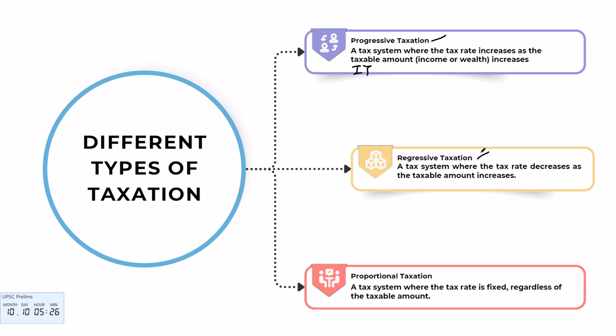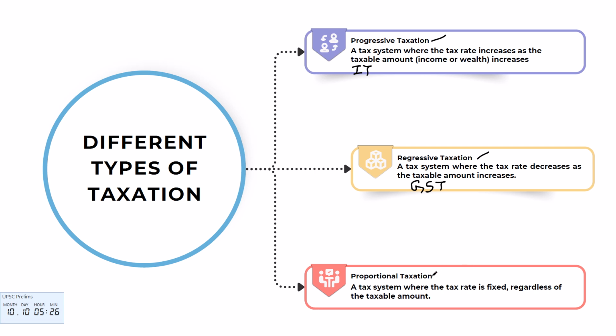Regressive taxation is a tax system where the tax rate decreases as the taxable amount increases. In effect, lower income individuals pay a larger percentage of their income in taxes than higher income individuals, often considered inequitable as it exacerbates income disparities. See, indirect taxes like GST can be considered regressive in nature because everyone, regardless of their income, pays the same tax rate on a particular good or a service.